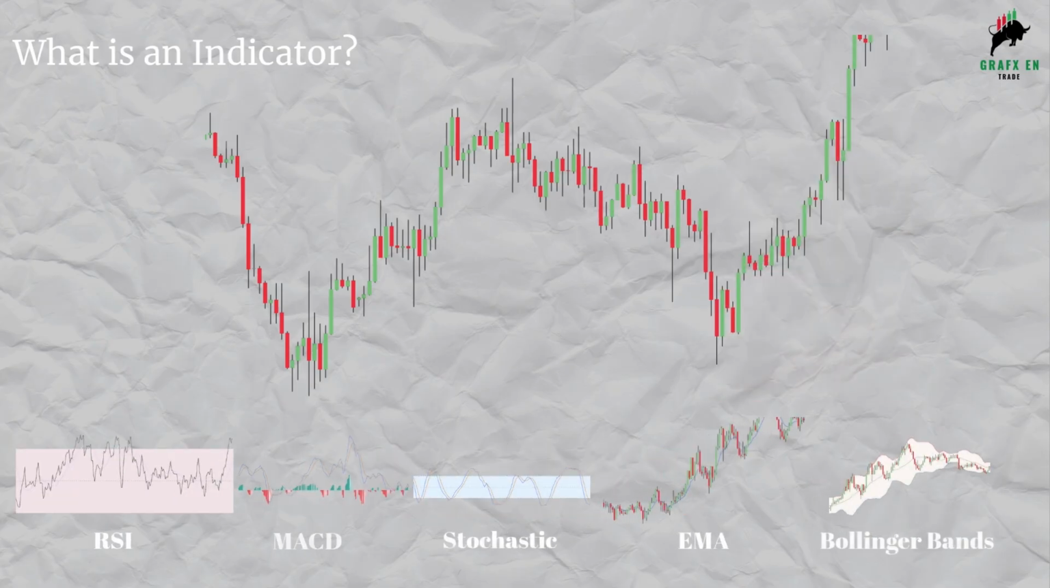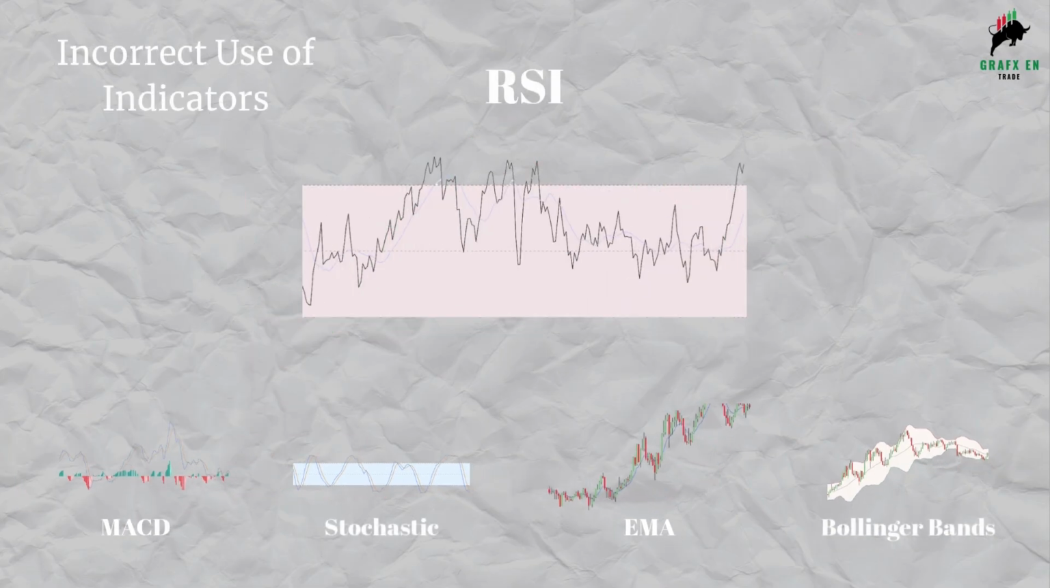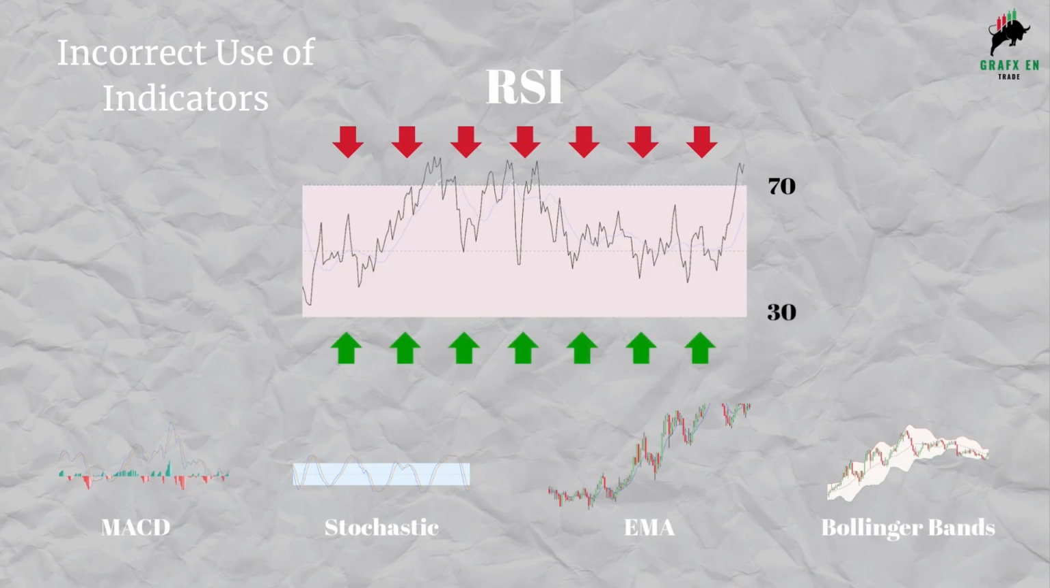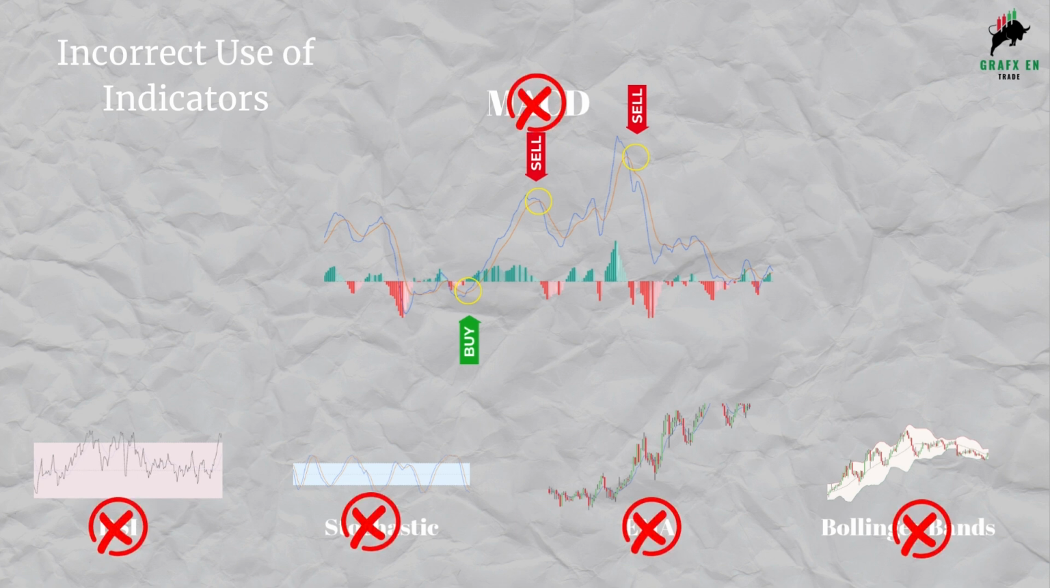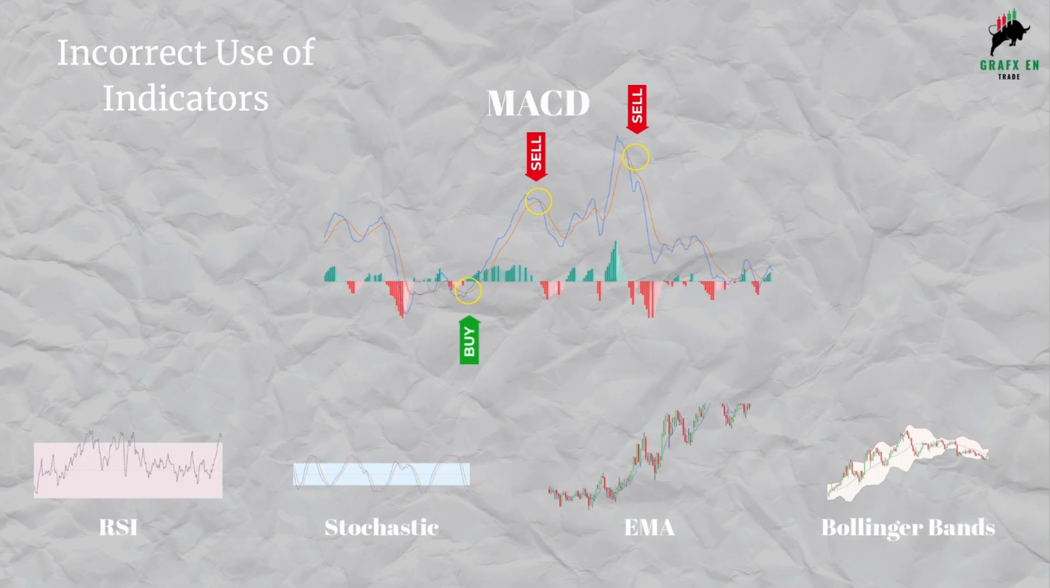Now let's talk about the wrong usage of indicators. Most beginners see them as signal machines. RSI above 70 equals sell, below 30 equals buy. MACD crosses up equals go long, crosses down equals go short. You've probably heard this too, but the market is not that simple.